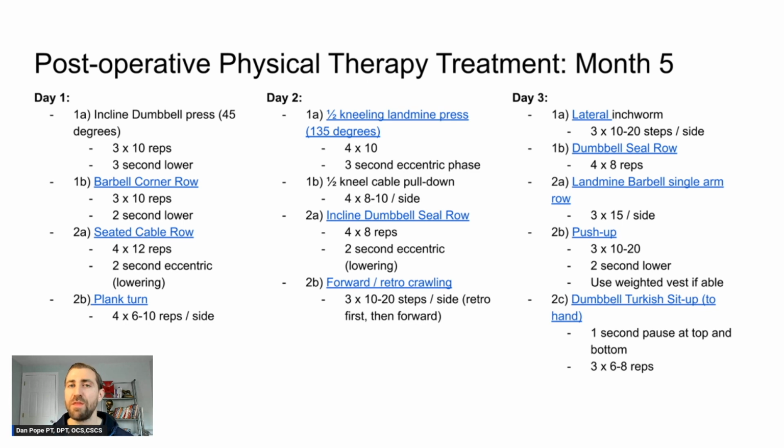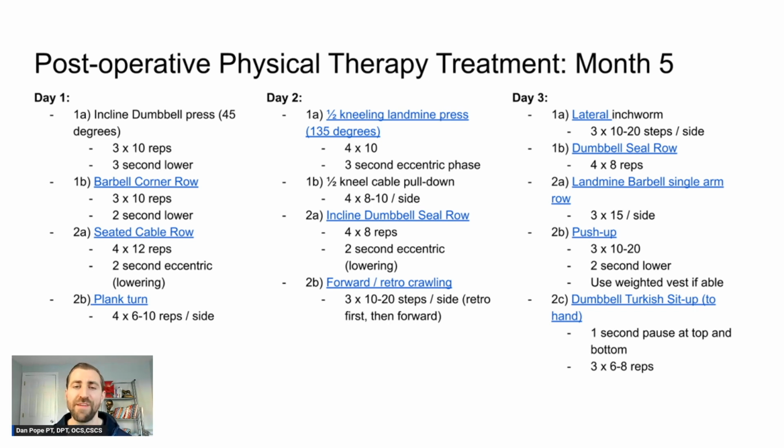So as we get to month 5, we really just start to ramp things up more and more. Day 1, we have an incline dumbbell press. So we went from a flat dumbbell press now to an incline. So we're starting to work more and more overhead, which in theory is going to be more stress on the rotator cuff. We're doing barbell corner rows, so a double arm exercise for rowing, right? Because we've displayed that we have symmetry of the subscap with resisted internal rotation extension. Seated cable rows, a plank turn.